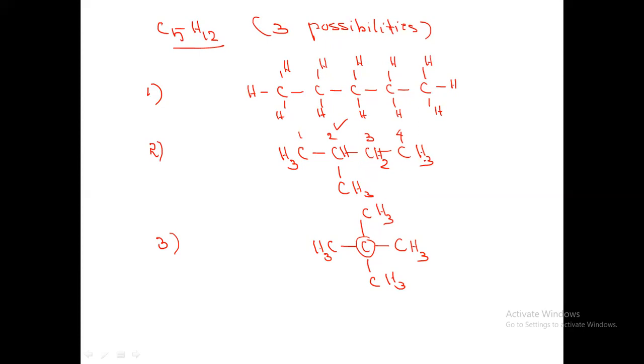So with C5H12, how many isomers? 3 isomers. 5 carbons continuous, 4 with 1 branch, 3 with 2 branches. Sometimes they will ask you to draw the structures. You can draw like this.